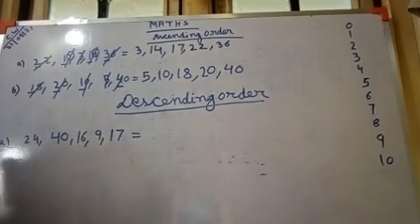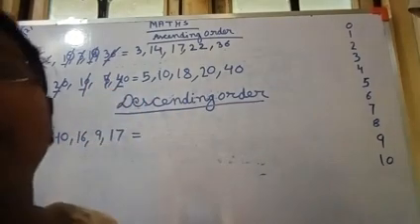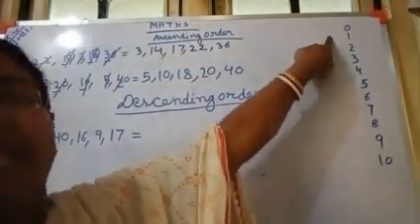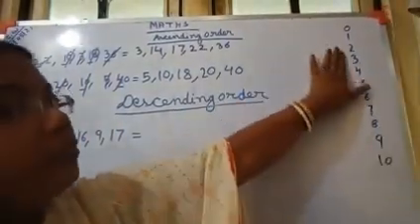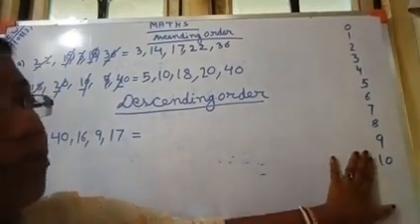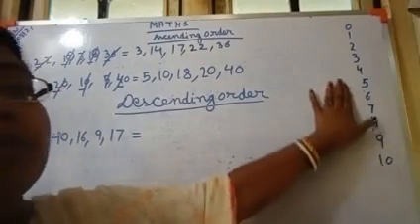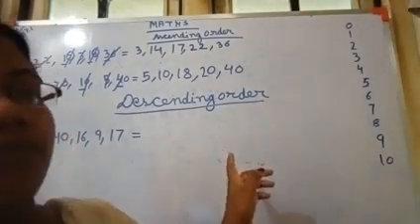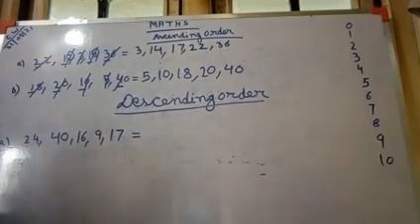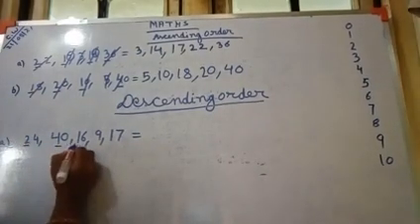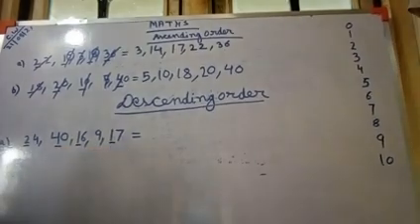So children, when we are doing backward counting, 10, 9, 8, 7, like this. When we are doing forward counting, it is smaller to bigger. But when we are doing backward counting, it is bigger number to smaller number. So we will count the numbers from the backward side. Okay. So we will see the tens place number here. Here it is 2, here it is 4, it is 1, it is 1.